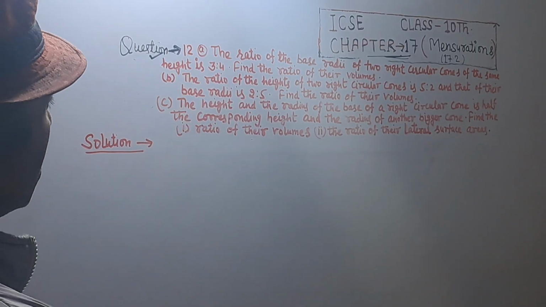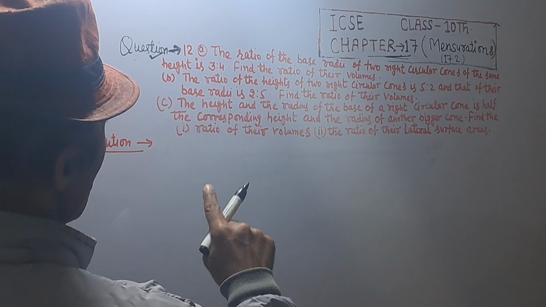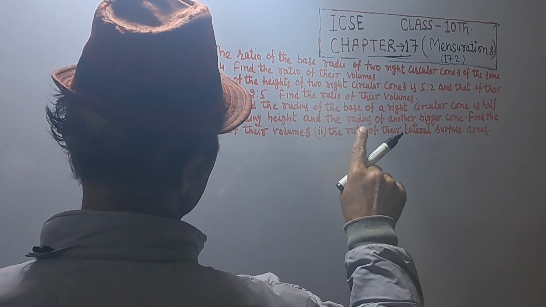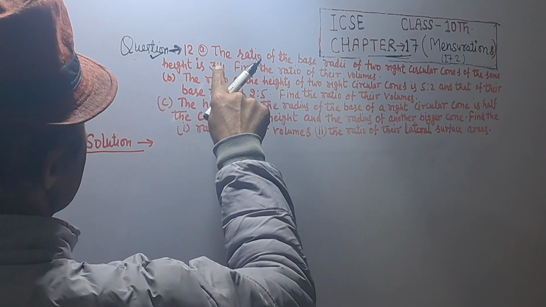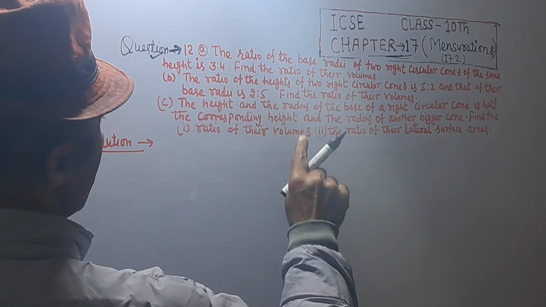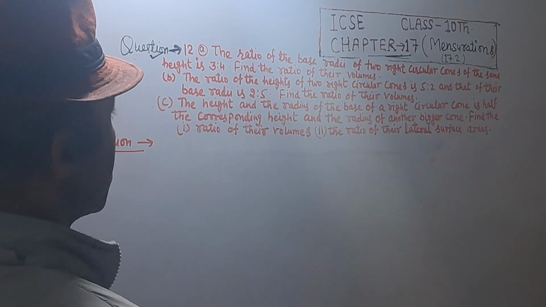Question number 12, A part. The ratio of the base radii of two right circular cones of the same height is 3:4. Find the ratio of their volumes.